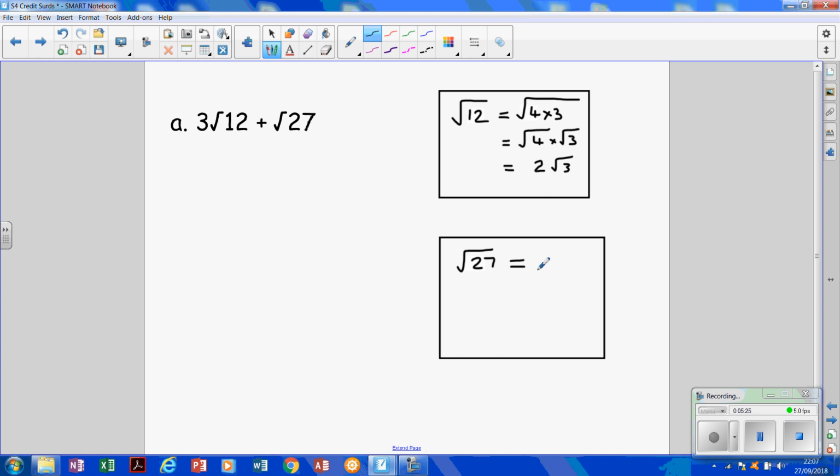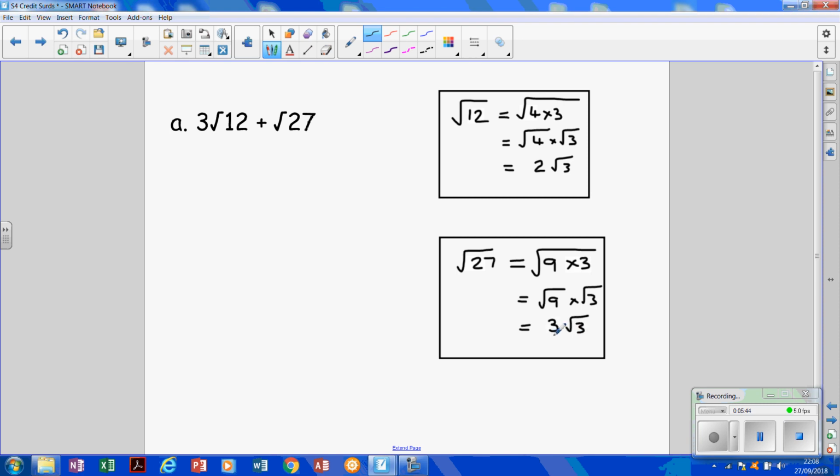Now, the next one is root 27. What's the biggest square number that divides into 27? It's got to be 9. So that becomes 9 times 3. Break the root sign, becomes the square root of 9 times the square root of 3. Square root of 9 we know, again, because it's a square number, is 3, so it's 3 root 3s.